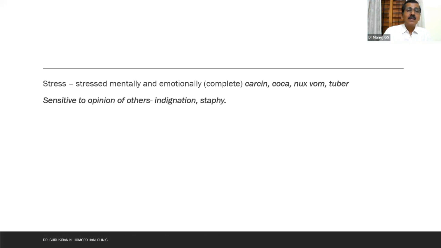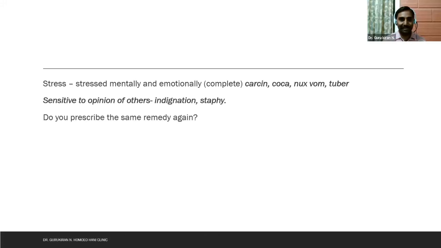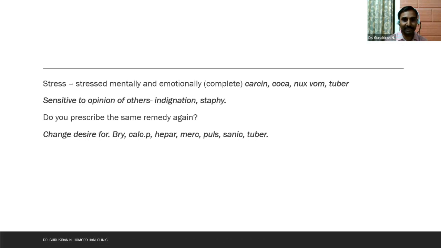Even a very small opinion. And the patient asks after getting the treatment, "Sir, have you prescribed the same remedy again? Sir, please make a change of the remedy, sir. Though I'm having relief, please change the remedy, sir." What is it? Change, desire for. You can think of the rubric change desire. Brania, calcarea, hepar, merc, pulsatilla, sanicula, tuberculinum.